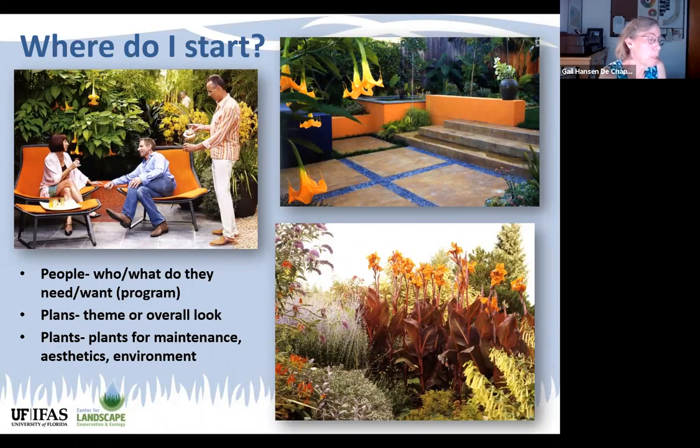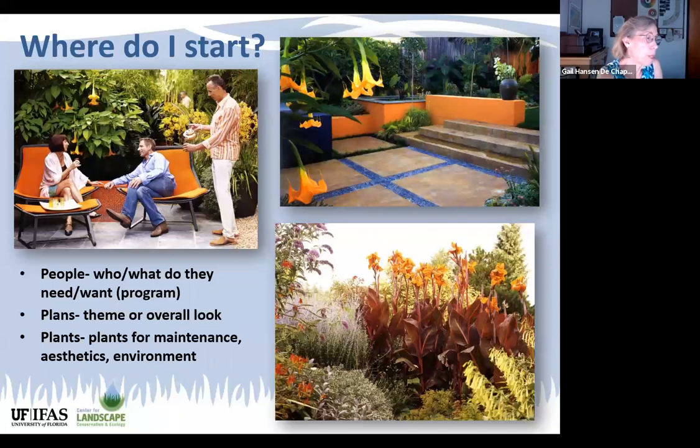And when you have a process, it means that anybody can do a design as long as you follow the process. So where do you start? First of all, start with the people. People might be a client if you're designing for a client, but they also might be yourself if you're designing your own yard. And so you're going to have some conversations with yourself if you're the client. You have to know about the people, who they are, what they need, and what they want.